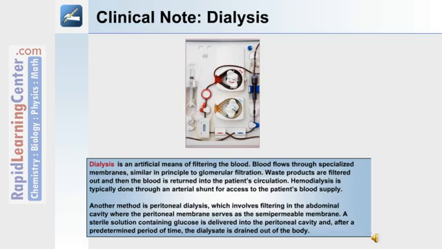Another method is peritoneal dialysis. This involves filtering in the abdominal cavity where the peritoneal membrane serves as the semipermeable membrane. A sterile solution containing glucose is delivered into the peritoneal cavity, and after a predetermined period of time, the dialysate is drained out of the body.